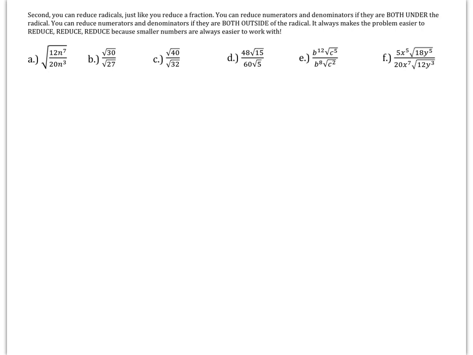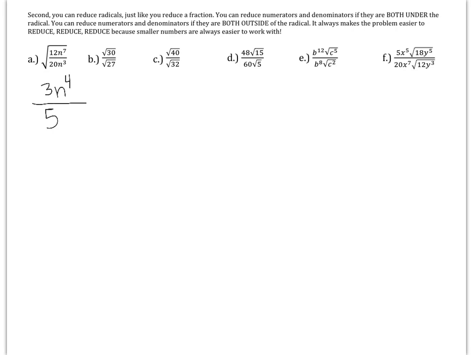So let's do a couple together, and then I'm going to have you do a few of them on your own. So go ahead and take the very first fraction, 12 over 20. Well, that reduces to 3 over 5, because you can divide those by 4. So you have 3 over 5. And then n to the 7th over n to the 3rd, well, you would subtract your exponents and end up with n to the 4th.